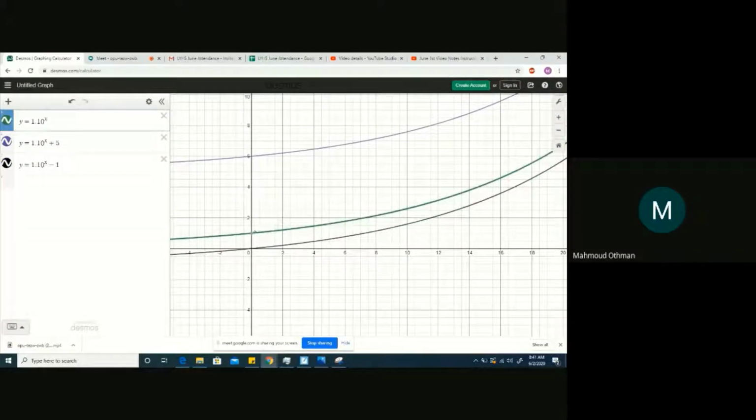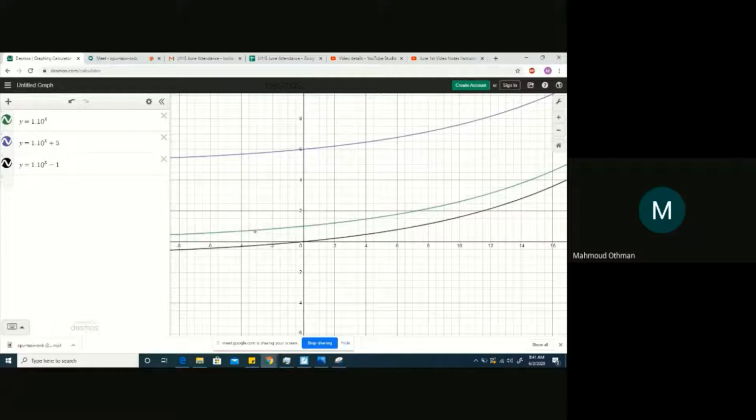So I got y equals 1.1 to the x. And this is it. It's a normal exponential growth function. Now let's compare it to the other function. So we'll compare it to 1.1 to the x plus 5. The only difference is it shifted up 5. So instead of 0, 1, plus 5 makes it 0, 6. It'll be 1, 6.1. Versus 1, 1.1.